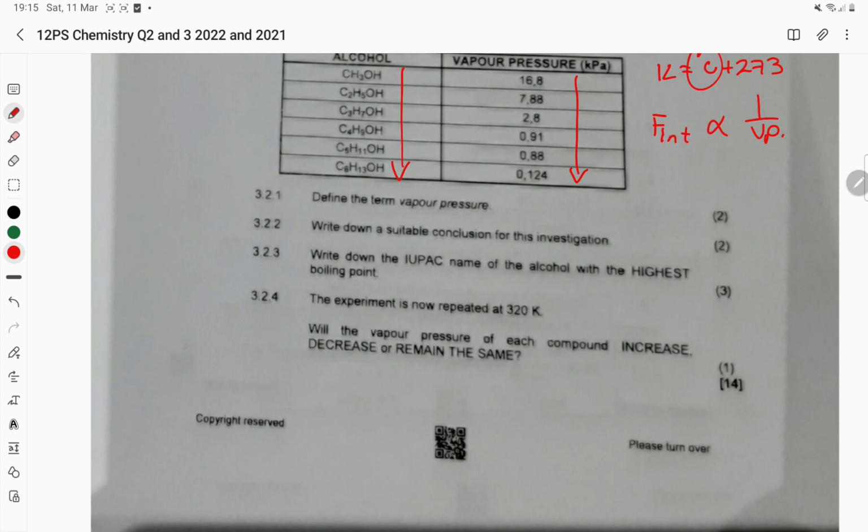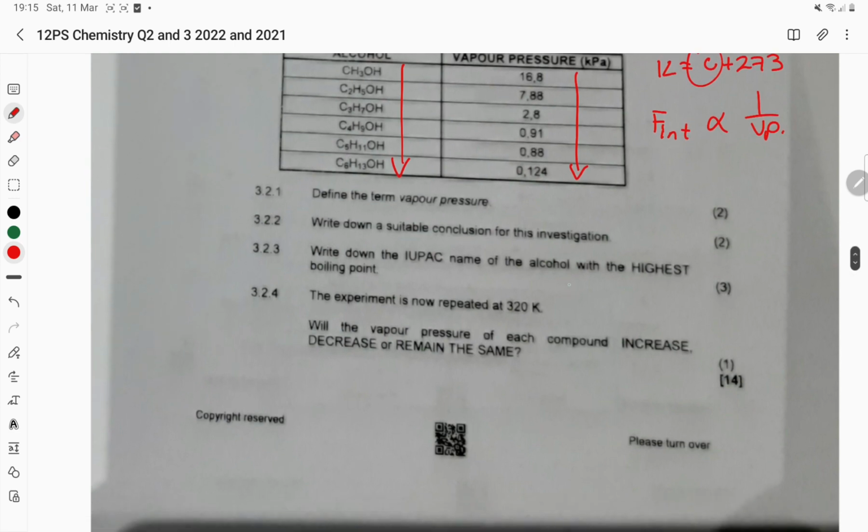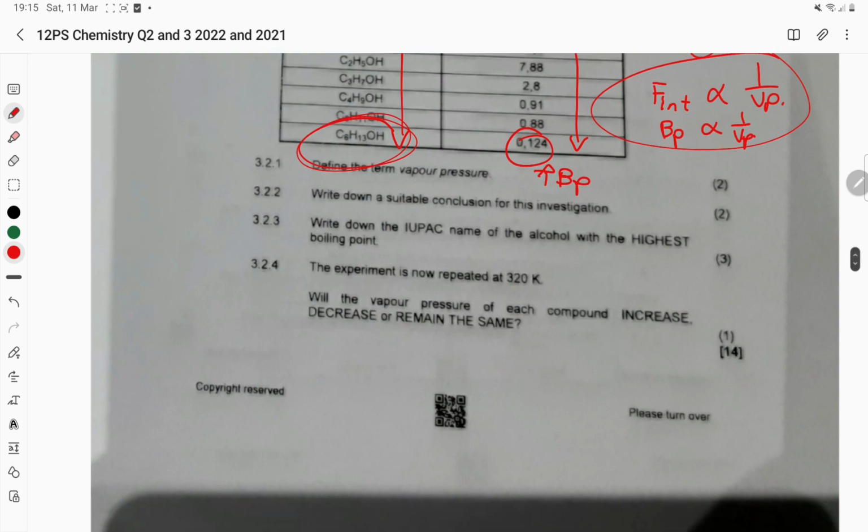Write down the IUPAC name of the alcohol with the highest boiling point. Now remember that the strength of the intermolecular forces is inversely proportional to the vapor pressure. Same with the BP. So your boiling point will be inversely proportional to vapor pressure. So where's the vapor pressure the lowest? That is the guy with the highest boiling point. So this will have the highest boiling point compared to the other values. So we will have to name this thing. So that's a 6-carbon chain alcohol.